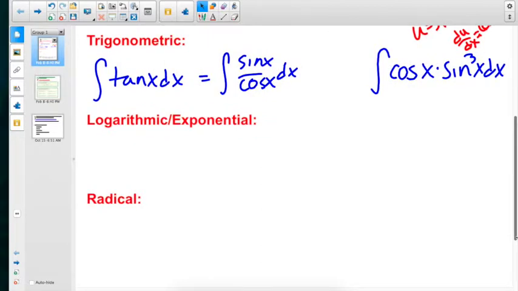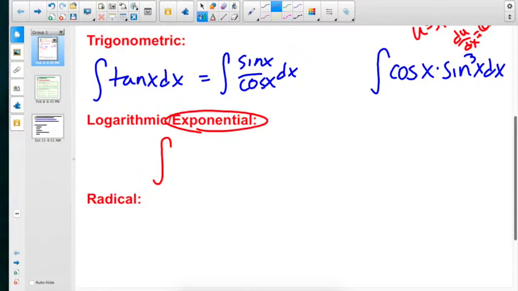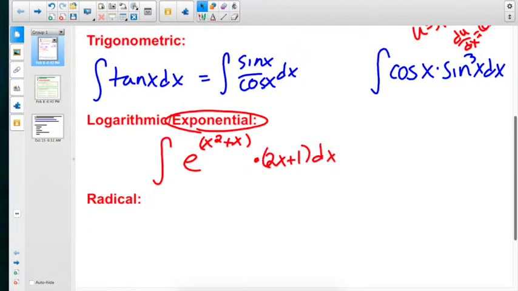Logarithmic and exponential, really the focus here is exponential. I have some on the homework, but really we're going to hit that in section 4. But exponential, a good U sub would be something that looks like this. E to the x squared plus x power times 2x plus 1 dx. Do you see the U sub?